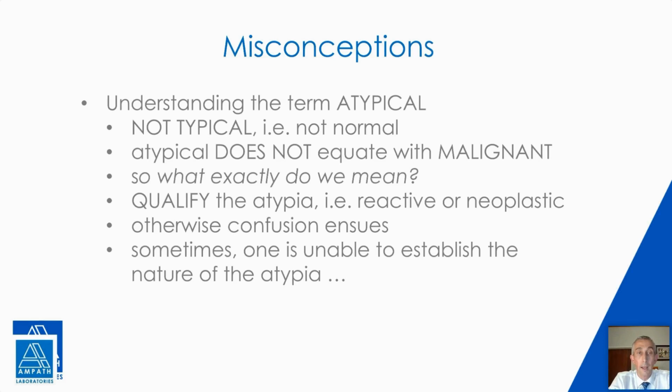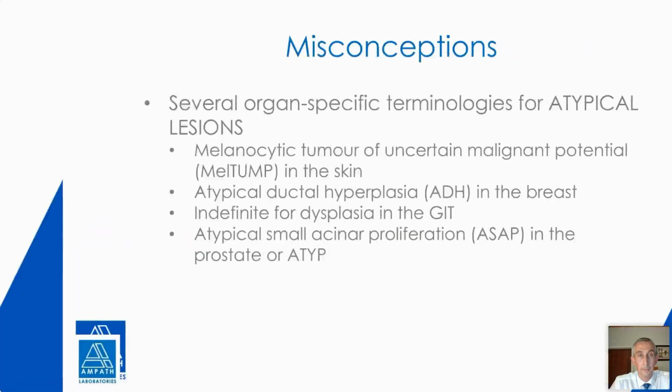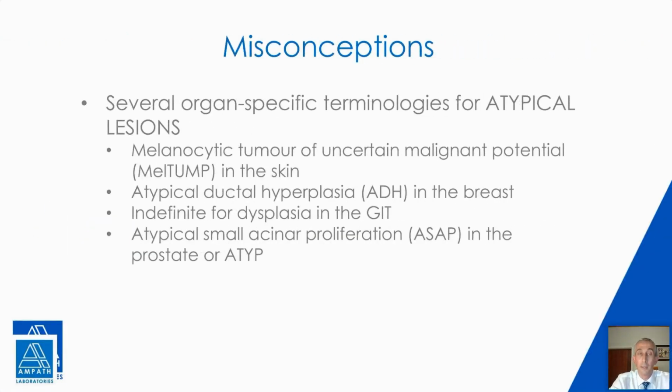Unfortunately, there are those instances where one is unable to reliably establish the nature of the atypia, which leads to this. Given this, several organ-specific terminologies for atypical lesions are in our literature. One is melanocytic tumor of uncertain malignant potential, or MELTUMP, but this has not really gained much traction since the time it was proposed. But atypical ductal hyperplasia, ADH, in the breast, indefinite for dysplasia in the gastrointestinal tract, and small acinar proliferation in the prostate are well-known concepts. This is called ASAP or ATIP.